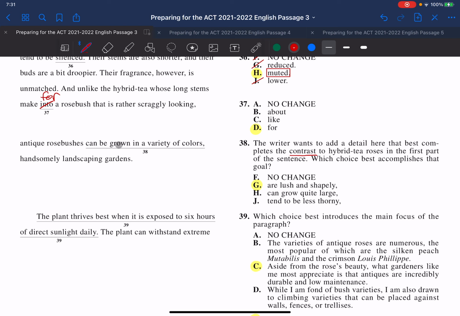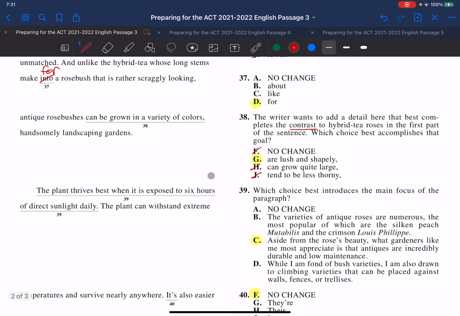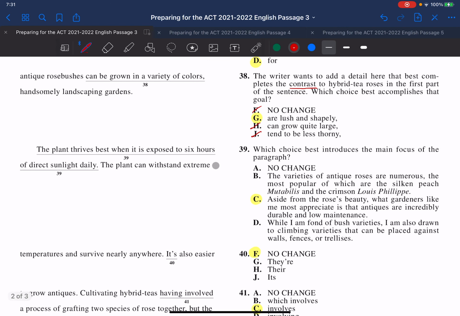Antique rose bushes, well, they don't want to be scraggly looking. So what would be an opposite of scraggly? Variety of colors? No, that doesn't contrast with scraggly. Quite large? No, because that would mean that they were small. Less thorny? Well, they don't mention thorns. So scraggly means it's kind of awkwardly shaped, whereas the antique rose bushes are lush and shapely. That's the contrast we're looking for.